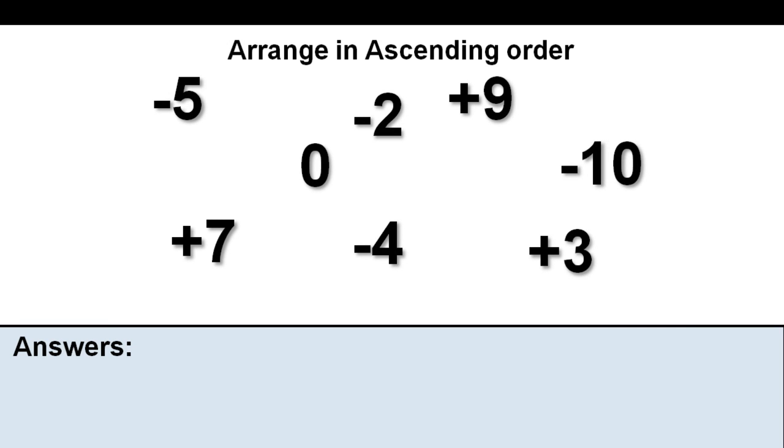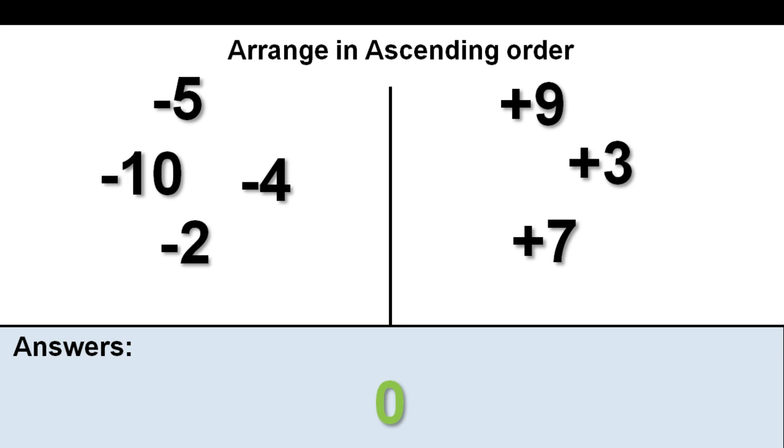Let's put these numbers in order. We know all negative numbers are less than 0, and all positive numbers are greater than 0. So we put 0 in the middle first. Now we can group all the positive numbers together and all the negative numbers together. We want to arrange in ascending order, so we want the number furthest to the left on the number line.